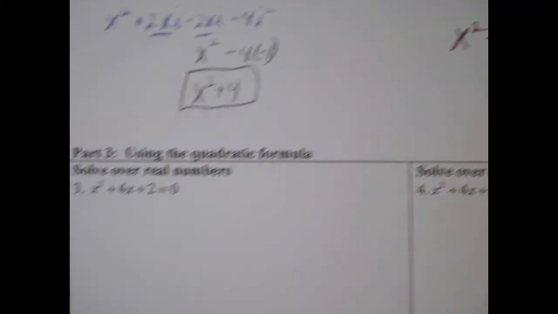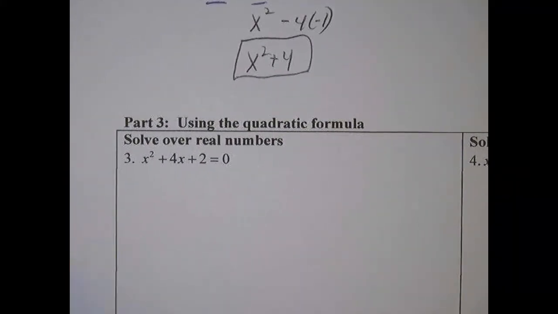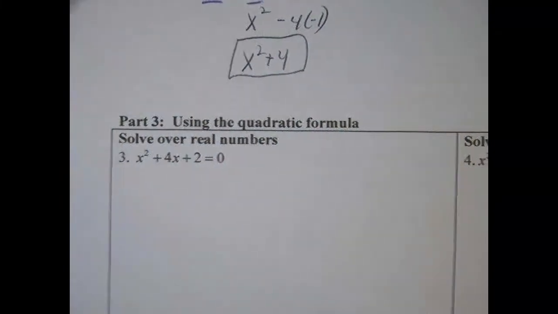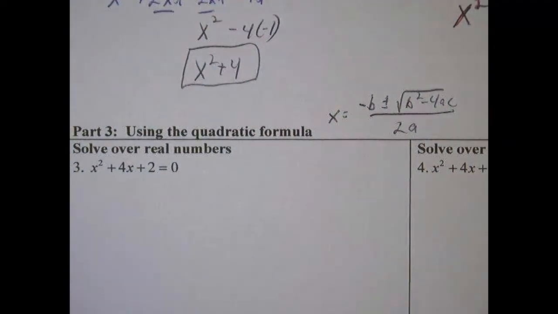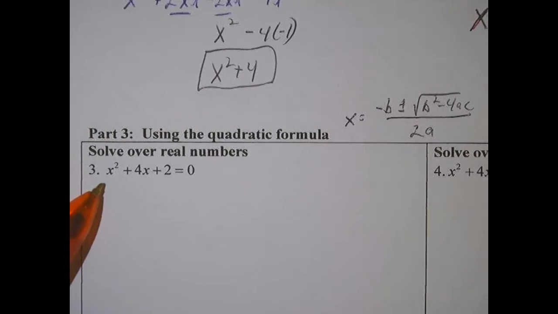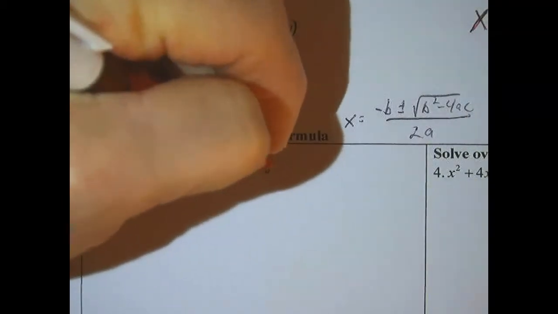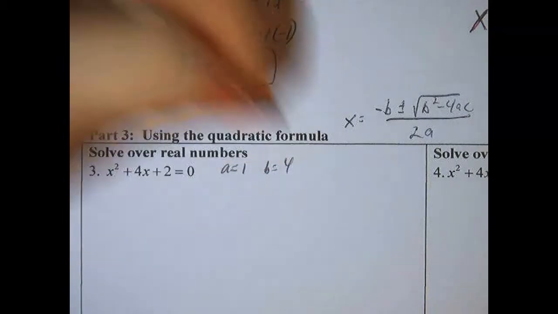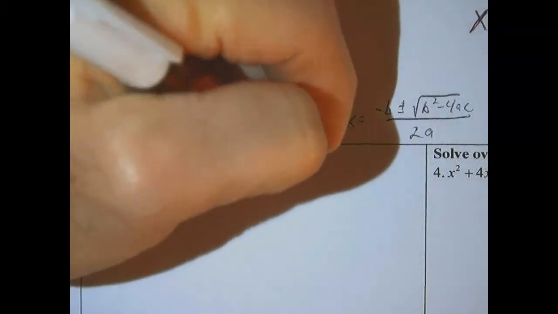All right, now let's go ahead and use the quadratic formula. Quadratic formula, let me just write it here. x equals negative b plus or minus the square root of b squared minus 4ac, all over 2a. Hopefully that looks familiar, and we're looking at this. We're looking at a equals 1, b equals 4, and c equals 2.